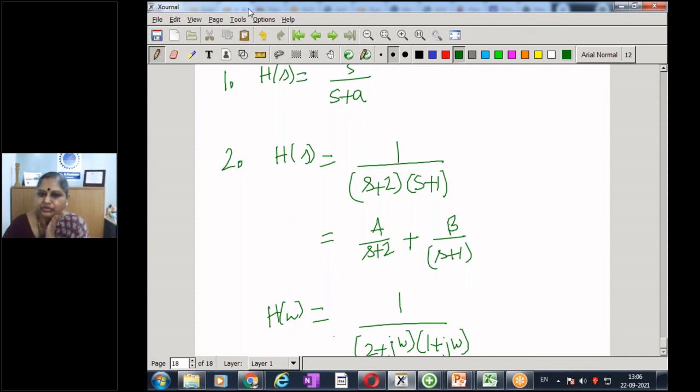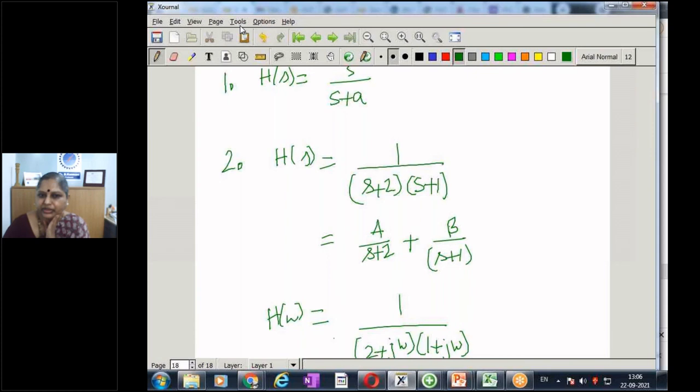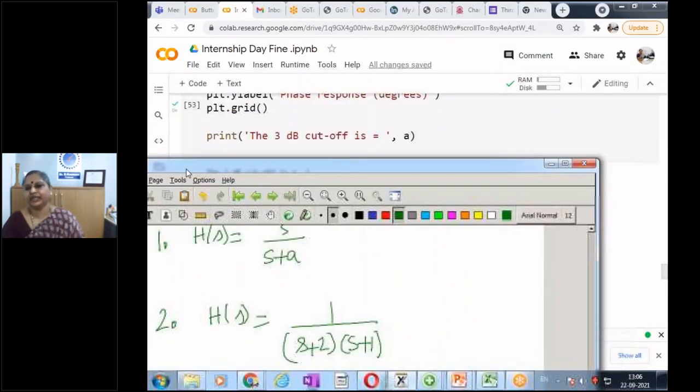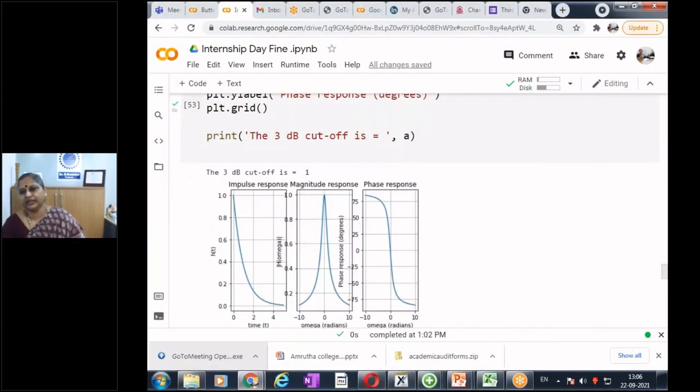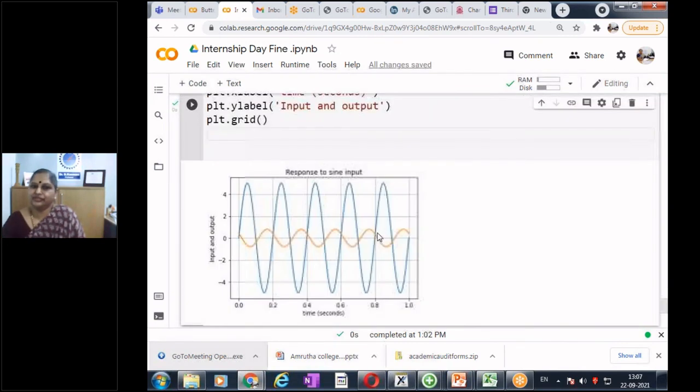Any doubts? Anyway, I will share this code so you can practice it in case you missed out on some lines. So given one problem, we can do it in Python. We can get the plots. Doing the same by calculating by hand becomes difficult. So you can see how the cutoff changes and how the input and final output of a system behave. When I give a sine input, I get a sine output, and we see what is the change in magnitude and phase.